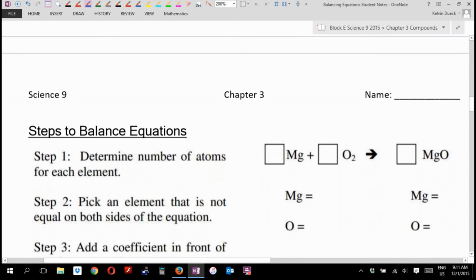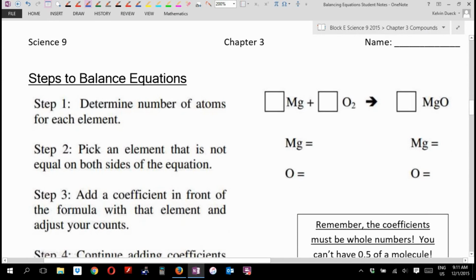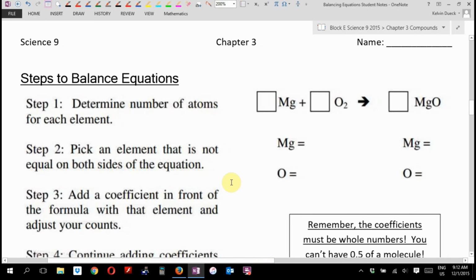So, let's try this. We need to then balance the equations. Eventually, probably in Science 10, you'll reach the point where you do much of this in your head, but I'm going to go really slow on purpose. How do we do this? You determine the number of atoms for each element. So right now, what number is down here in front of the Mg? 1. So right now, there's 1 Mg. How many oxygens are there right here? What number is down here next? A 2.